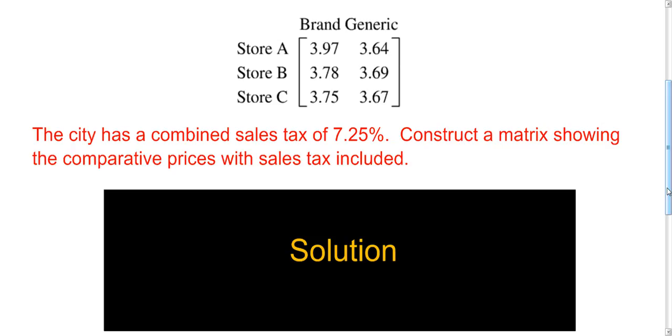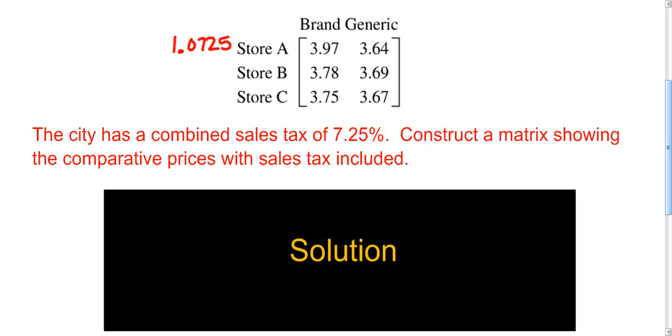If I multiply this entire matrix by 1, obviously 1 times 3.97 is 3.97. 1 times 3.64 is $3.64. Okay? If I want to do the sales tax on it, I'm going to multiply by 1 so that I get back my original price, and that doesn't go away. And then I'm going to add the 0.0725 to it, so that I get the tax on there.